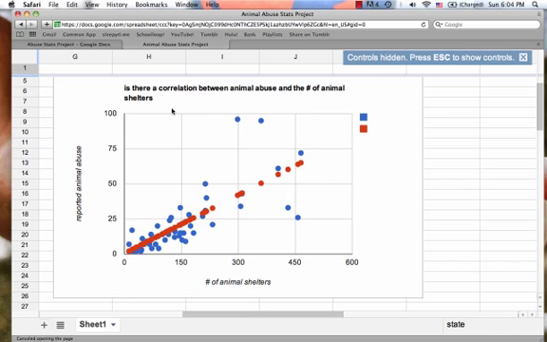When looking at our equation, y hat equals 0.453 plus 0.139x, we can see that when there are 0 animal shelters in a state, the average reported animal abuse is 4.53. The slope tells us that for every increase in one animal shelter, there's an increase of 0.139 animal abuses.